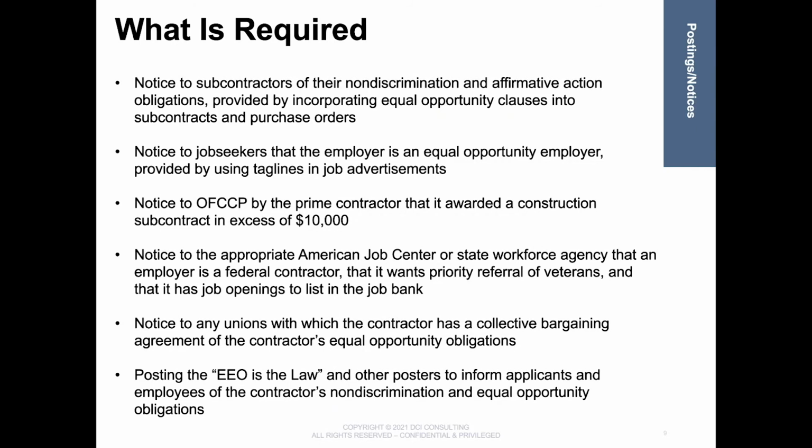If you are a dual supply and service and construction contractor, or you have some construction contracts that you're awarded, you have to let the OFCCP know that you have new contracts. You have to list all of your jobs with the state and local workforce agencies. If you have unions, you need to talk to them and let them know that you are an equal employment opportunity employer and what the obligations are.